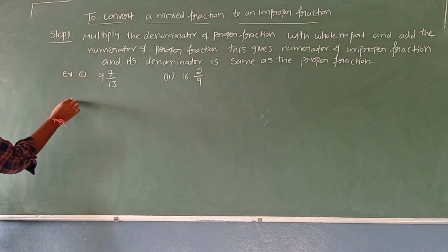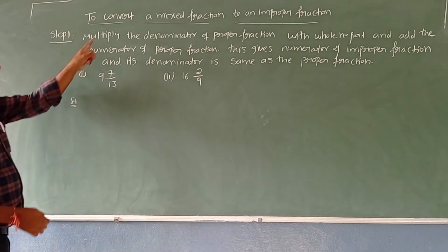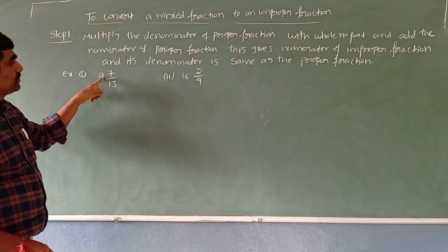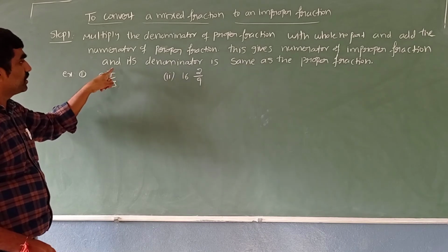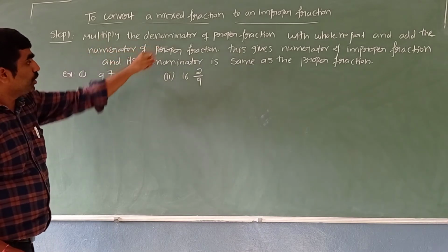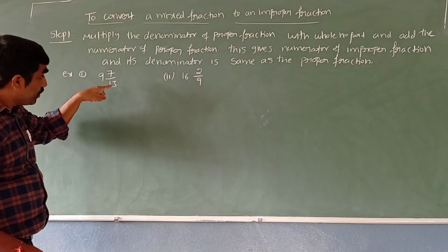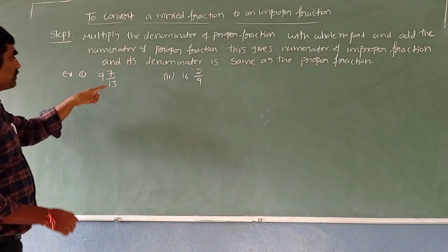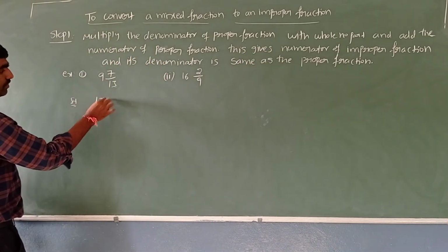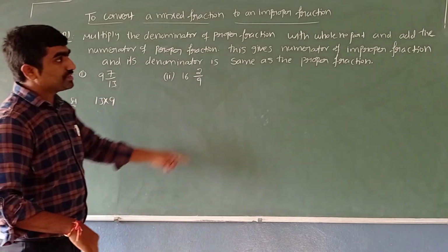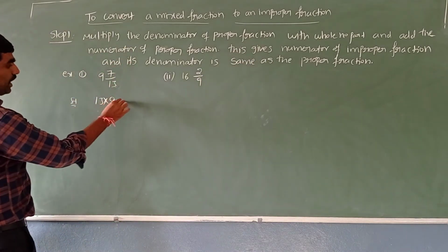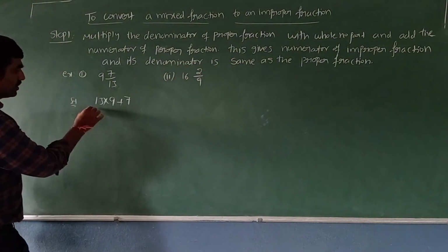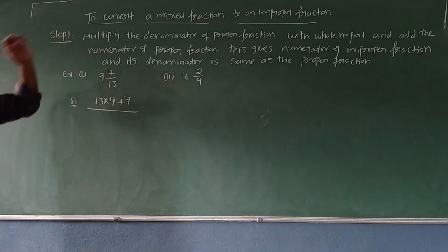Let's see what the meaning of the statement is. Multiply the denominator with the whole number part. 7 by 13 is the proper fraction, and in that proper fraction the denominator is 13. So multiply this denominator 13 with the whole number part 9. And they said add the numerator. What is the numerator? 7. This gives the numerator of the improper fraction.